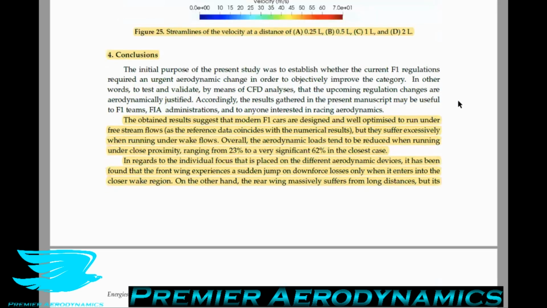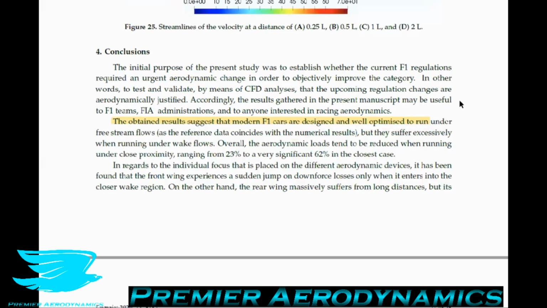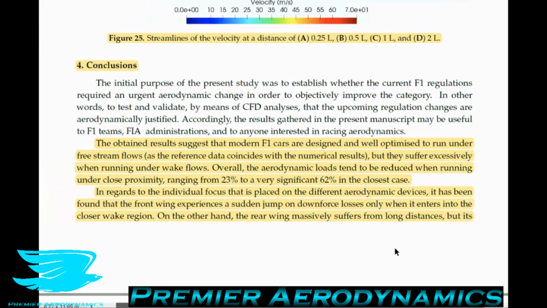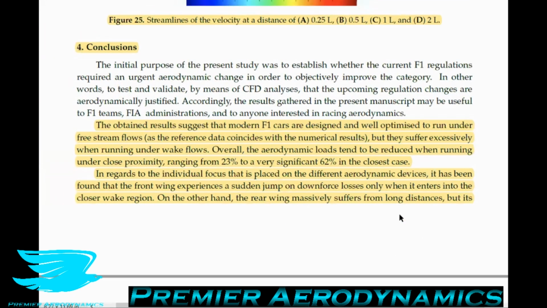So in conclusion, the obtained results here suggest that modern F1 cars are designed and well optimized to run under clean flows. That's obvious because that's what they test them in. But they suffer excessively when running under wake flows. Overall, the aerodynamic loads tend to be reduced when running in close proximity, ranging from 23% to a very significant 62%.